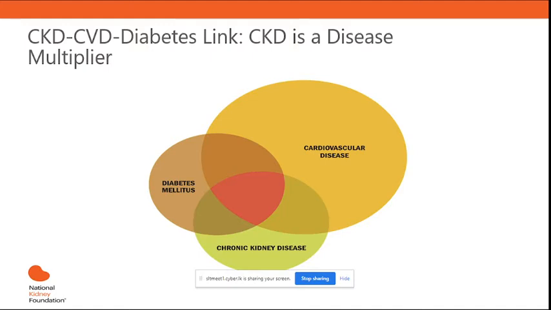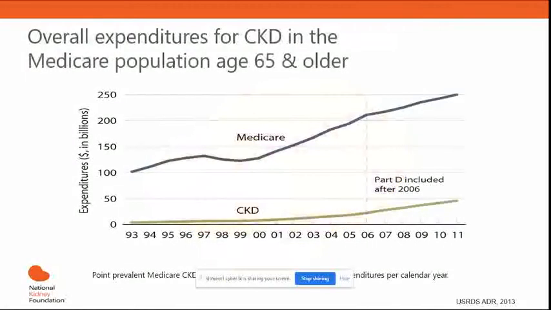So this is the same thing again in a different way. Diabetes and chronic kidney disease contribute to cardiovascular disease. And if you are a diabetic with CKD, you have a very high chance of developing cardiovascular disease. You can die of cardiovascular disease. So cardiovascular disease is a major cause of death in patients with chronic kidney disease.